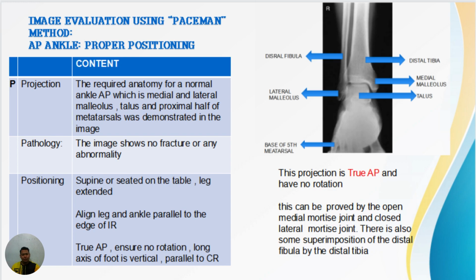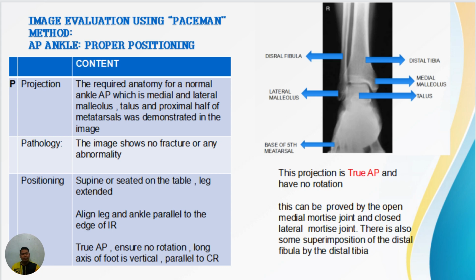In this video, we are going to evaluate this image using the PACEMAN method. The first P is for projection. The required anatomy for a normal ankle AP, which is medial and lateral malleolus, talus, and proximal half of metatarsal, was demonstrated in the image. The next P is pathology. That is, the image shows no fracture or any abnormality. The last P is positioning.